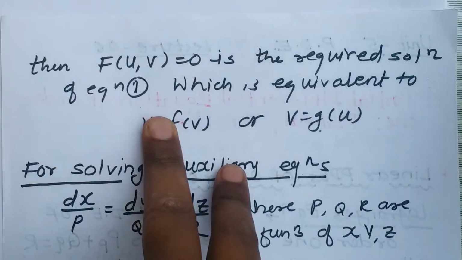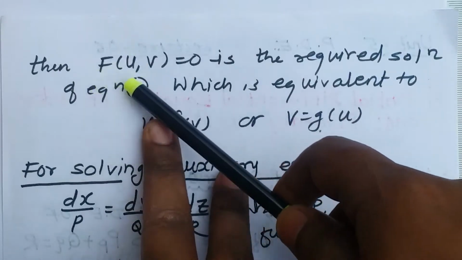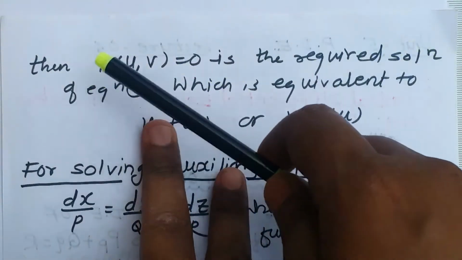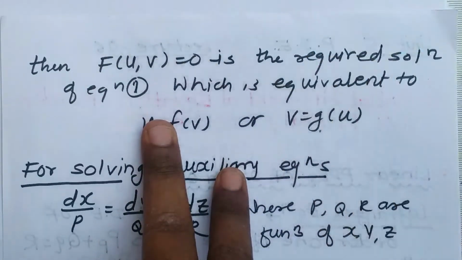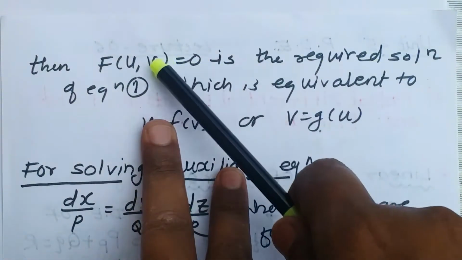Here the reverse case we are doing. We are given the partial differential equation of order 1, and its solution in this form, f of u comma v equal to 0, we are going to obtain as the required solution. Whatever u and v you get, simply you need to substitute the values of u and v here. Okay, that will be your final solution. And this is the general solution.